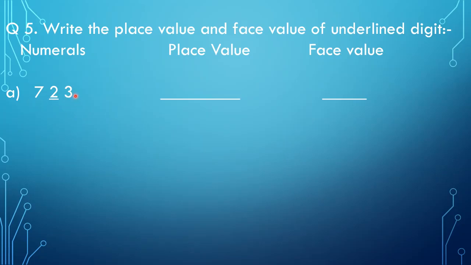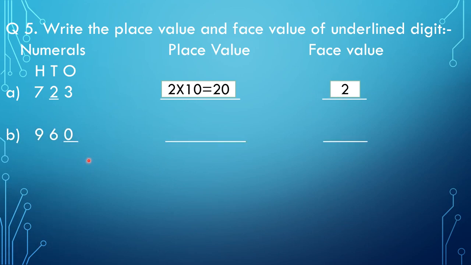So first of all we will write places: ones, tens and hundreds. Now to find out the place value of a digit, what we will do? We will multiply that digit by its place. So here the underlined digit is 2. So here we will multiply it by 10 because its place is tens place. So 2 multiplied by 10 is equal to 20. Okay, and the face value of 2 remains 2. Okay, so we'll write 2 here at face value.